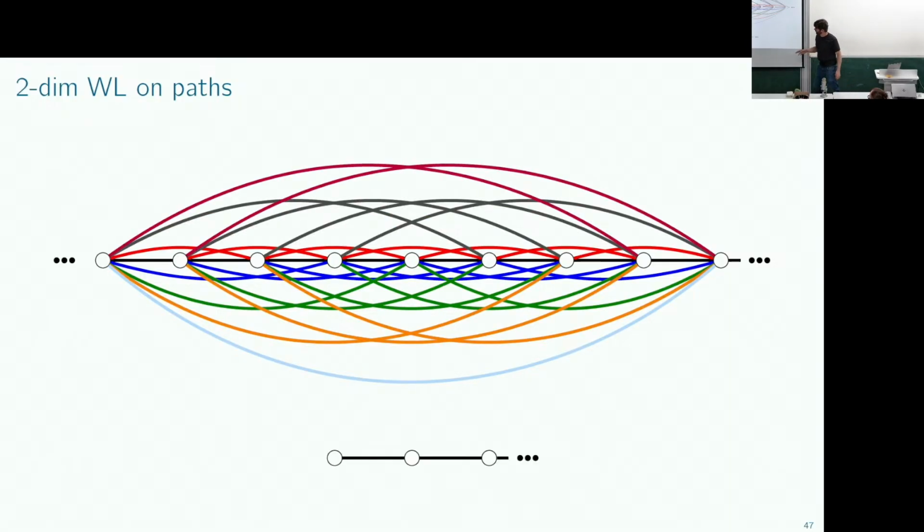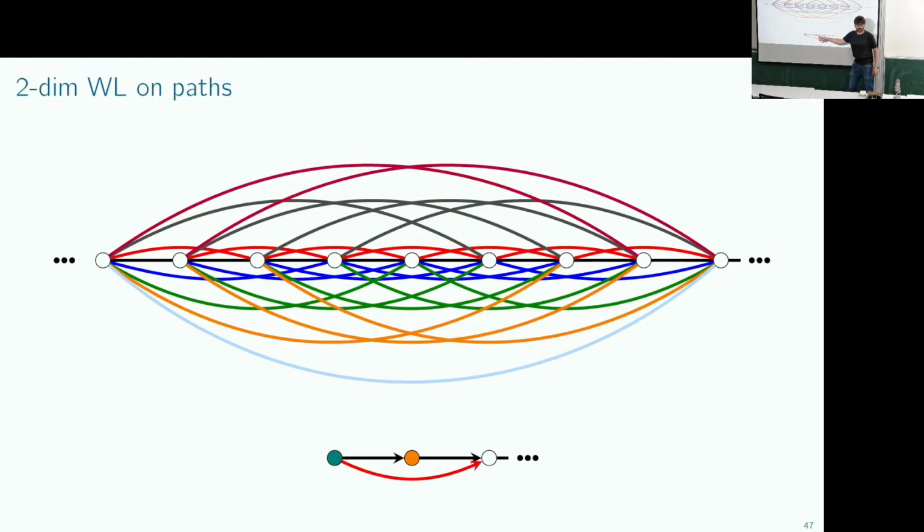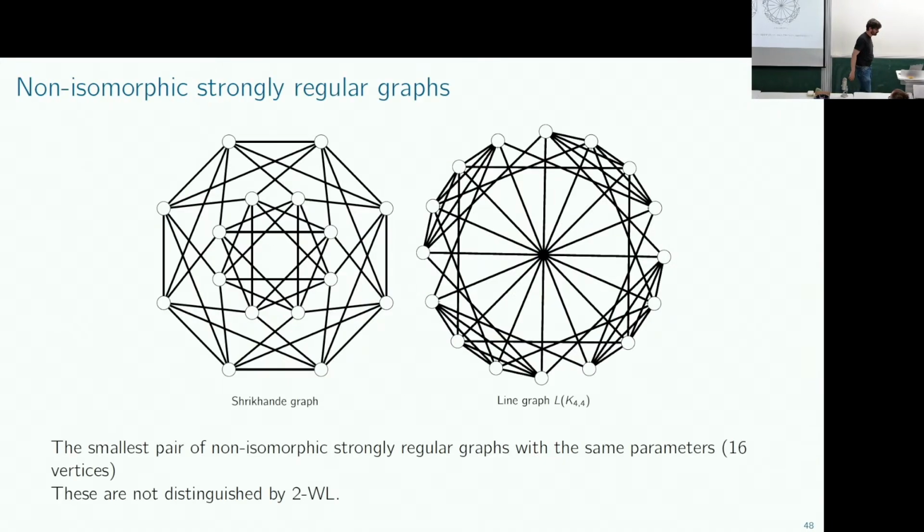And here, if I have a beginning of a path, what actually will happen is that it will put in a directed edge automatically. Because it understands that this vertex here is between 2 black edges, but this one is not. That's why this one will be directed. Okay, that's the 2-dimensional version. There are graphs that are not distinguished by the 2-dimensional version. These are strongly regular graphs. The smallest pair that are not distinguished.